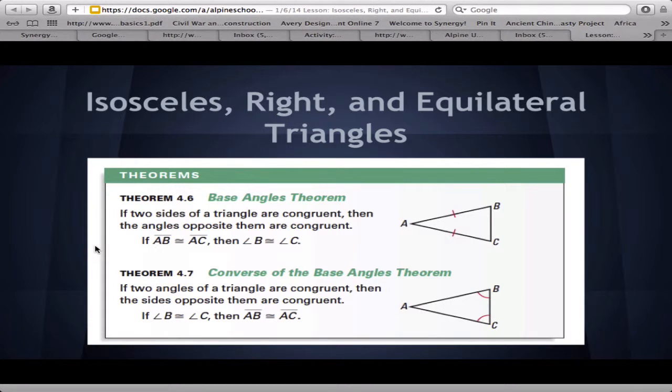Today you're going to be learning about isosceles triangles, right triangles, and equilateral triangles. Let's just look at some of the theorems, and that's all you're really going to be writing down today.